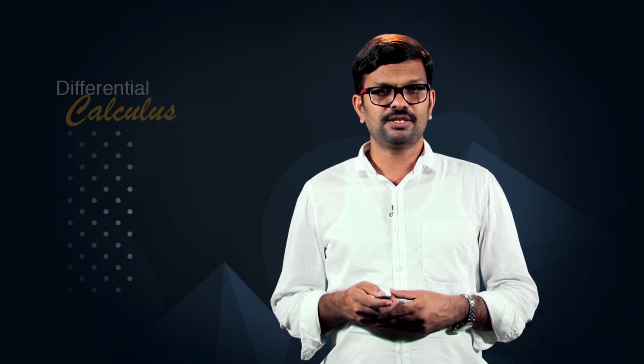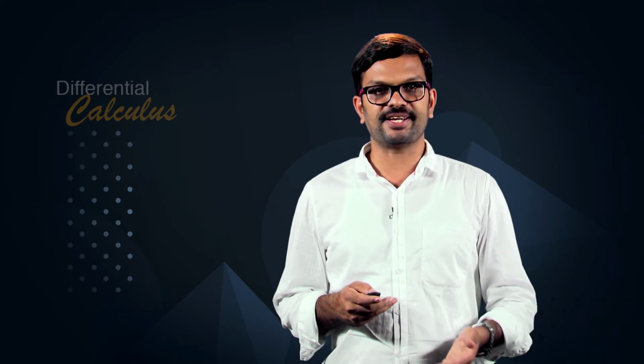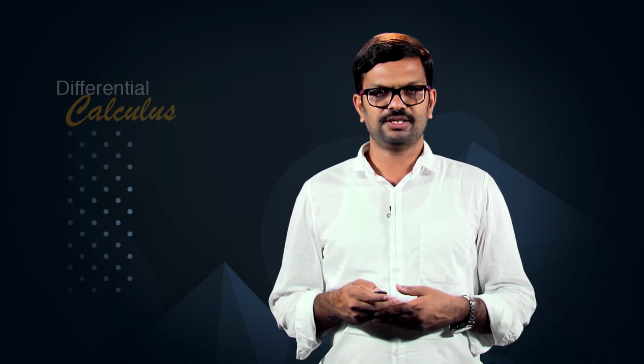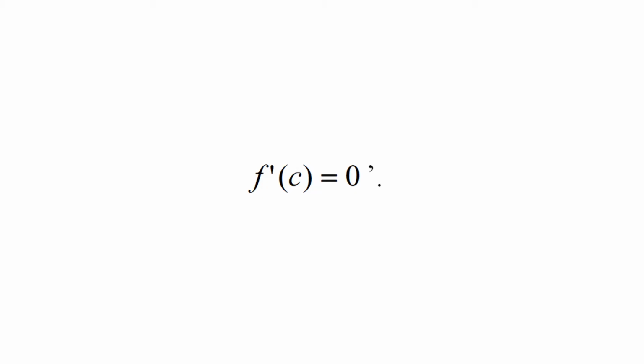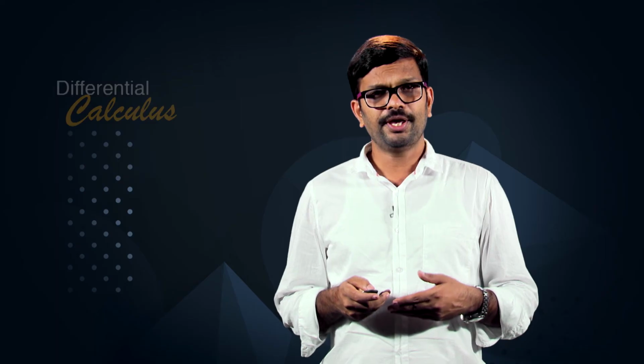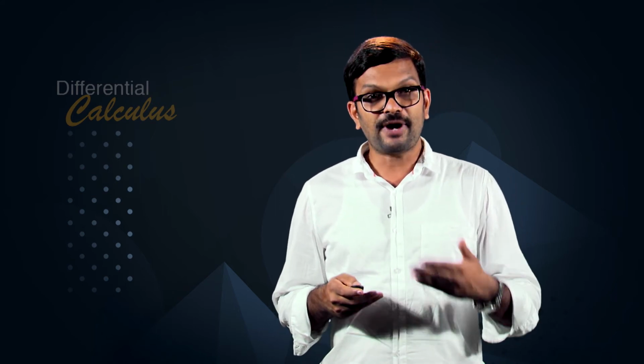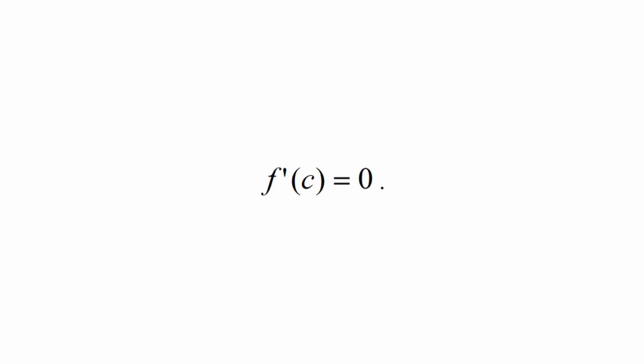This completes the proof. This theorem can be restated as: if a function f has a local extremum at an interior point x equal to c, then either f is not differentiable at c or f dash of c is equal to 0. A point x equal to c is called a critical point if either f is not differentiable at c or f dash of c equal to 0.